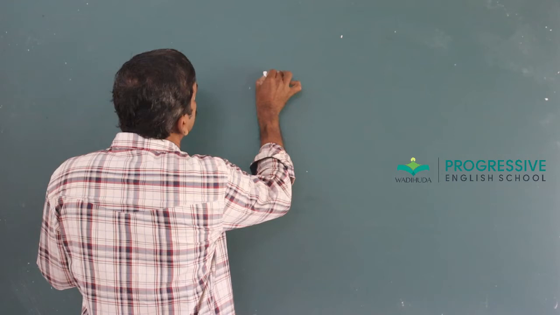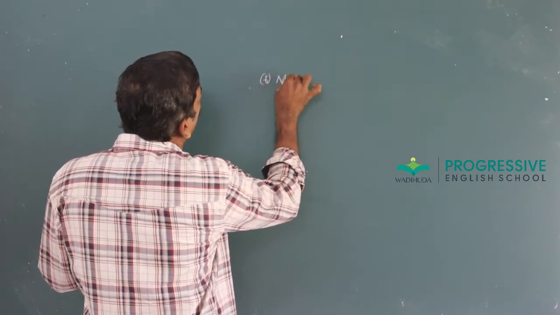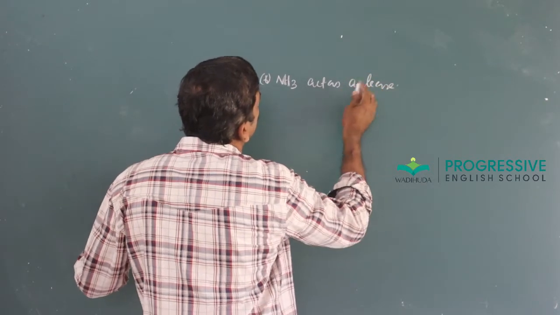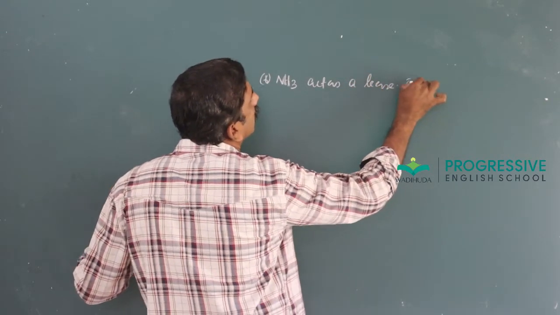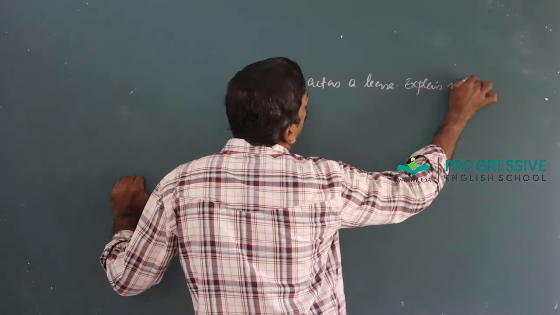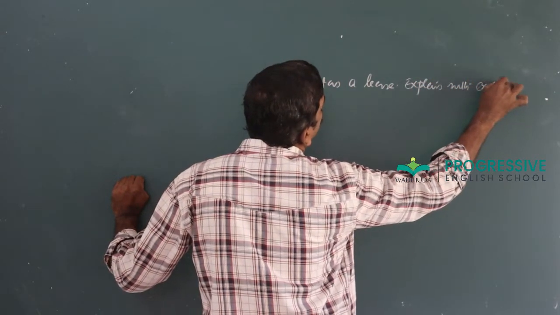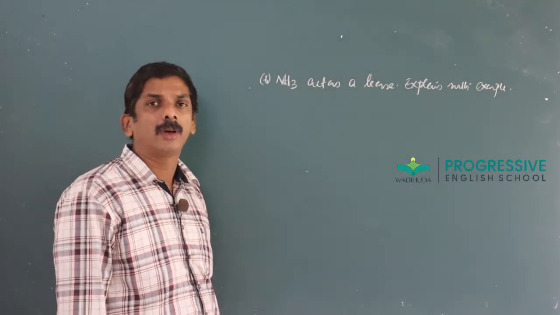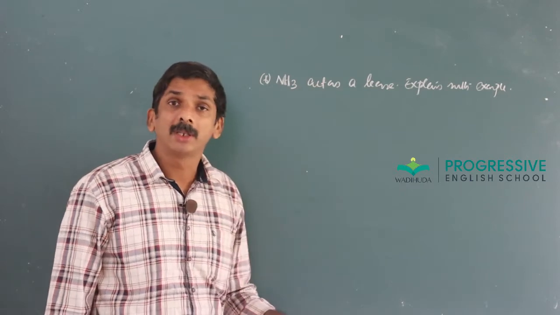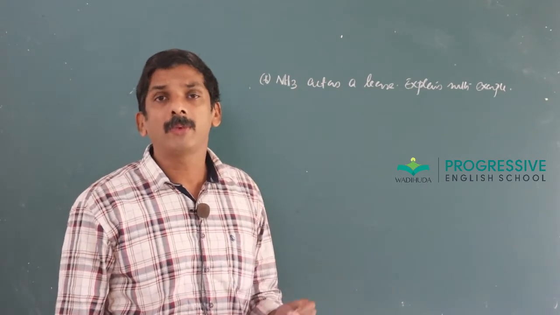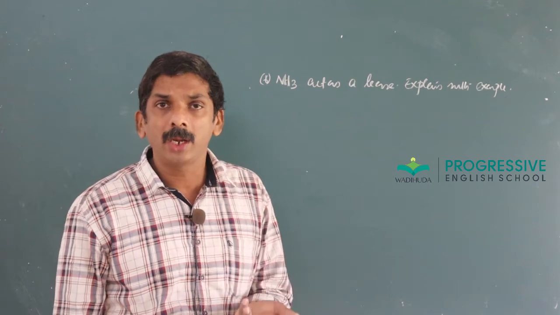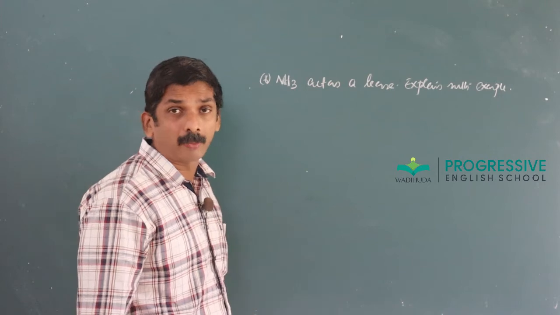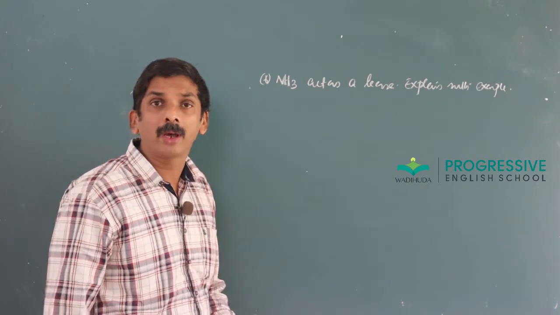Then, ammonia acts as a base. Explain with example. Ammonia acts as a Lewis base because of the presence of a lone pair of electrons on the nitrogen atom. It can donate to an electron deficient compound to form a complex or even an addition product. Lewis base, electron pair donor.